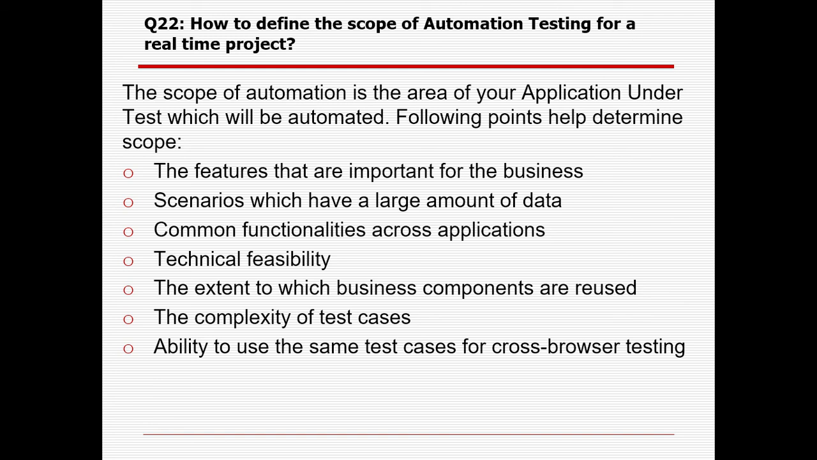The following points help determine scope: the features that are important for the business, the features which have a large amount of data, common functionality across the application, technical feasibility, the extent to which business components are reused, the complexity of test cases, and the ability to use the same test case for cross-browser testing. So these are the different points you need to remember while identifying the scope of the testing.